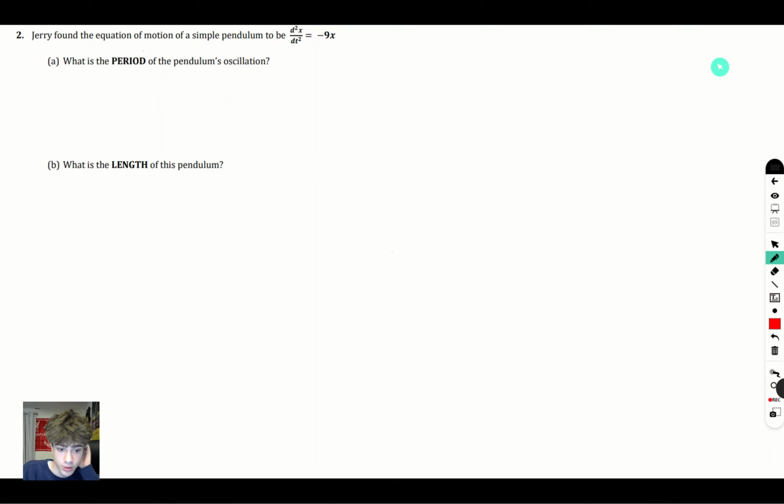In this episode we're given a differential equation and we're told to find the period of the pendulum's oscillation and the length of the pendulum. So let's just get straight into the problem. Alright, the prompt reads, Jerry found the equation of motion of a simple pendulum to be d2x over dt squared is equal to negative 9x. And part A is asking us, what is the period of the pendulum's oscillation?